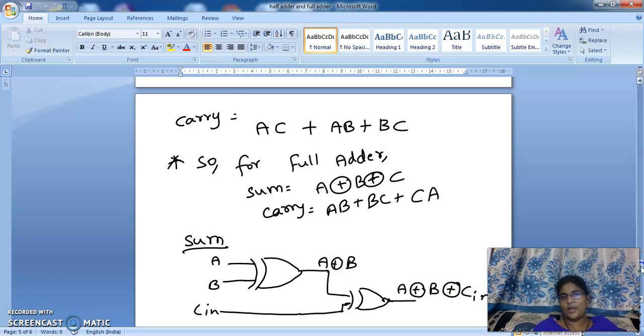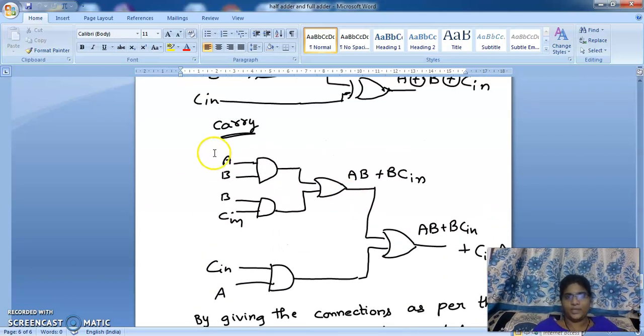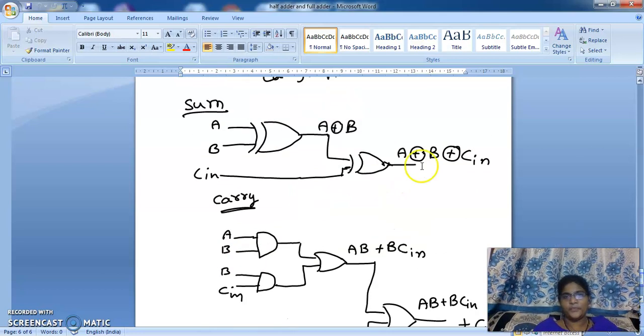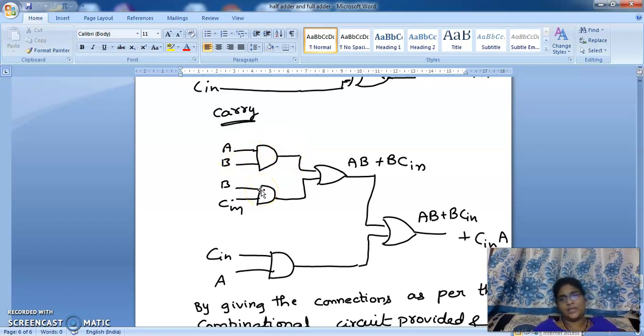Diagrammatically we will represent this like this. First we see the sum output, that is A exclusive OR B, and again we exclusive OR it with the carry input. Finally we get A exclusive OR B exclusive OR C input. Then we come to the carry, which is AB plus BC plus CA.